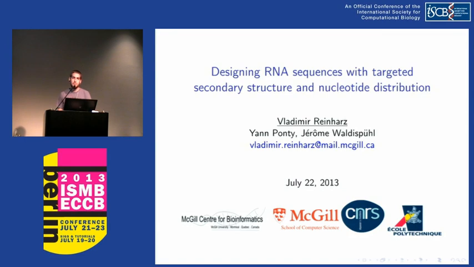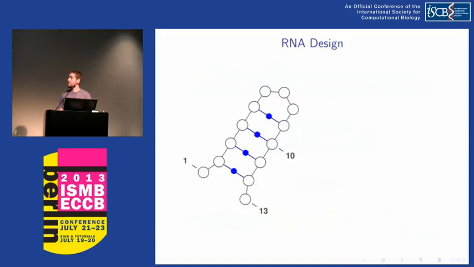So what I will be presenting now is the first truly global method to design RNAs and target some specific nucleotide distribution. And I will show how, combined with local research, that's resulting in a Glocal method, we can have pretty good results. So first of all, what are we talking about when we say design?